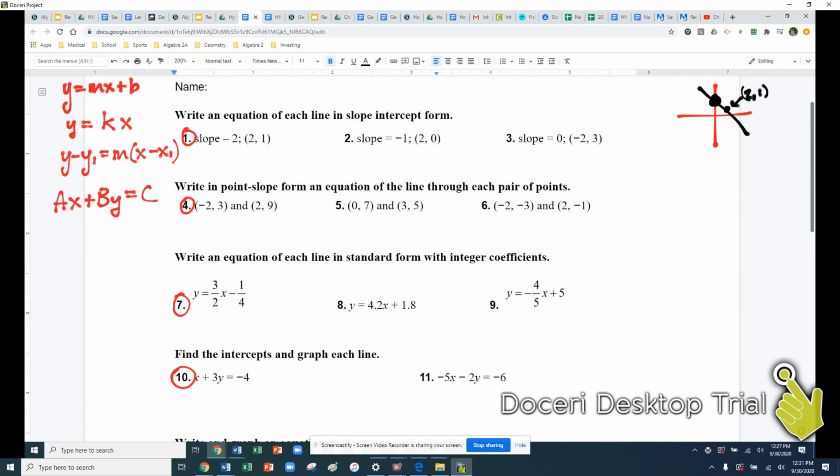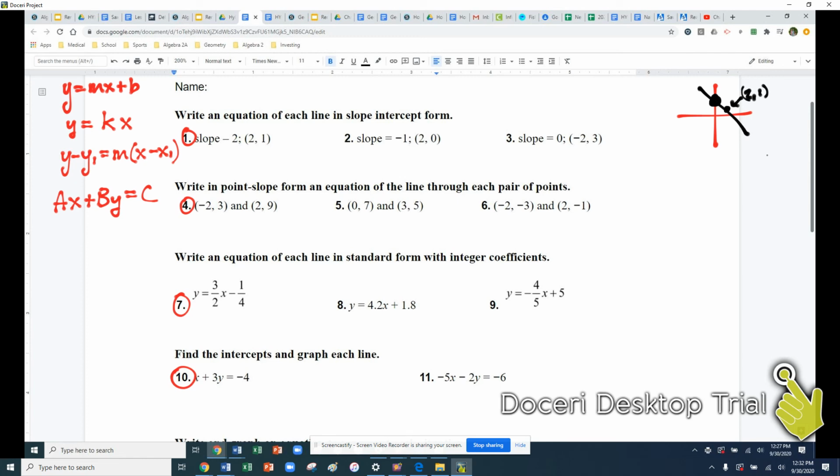Well, that's where our good friend point-slope comes in. You can kind of hear it in the name, point-slope. What do you think you need to write an equation in point-slope form? A point and a slope. If we have those two things, we can write it into point-slope form.